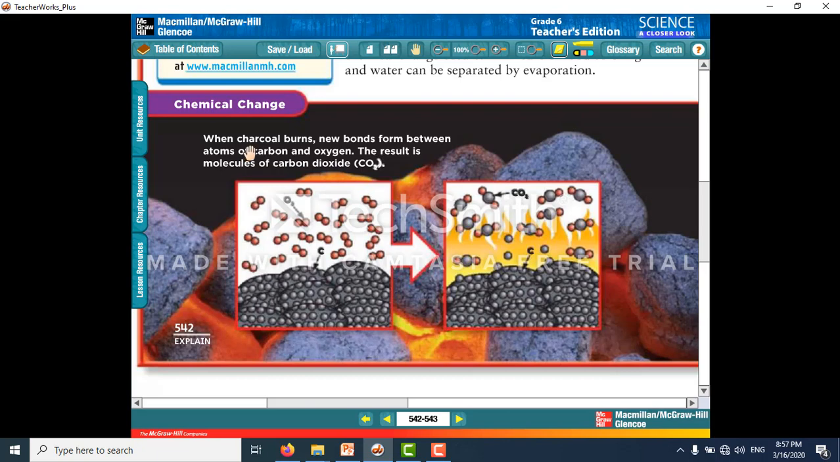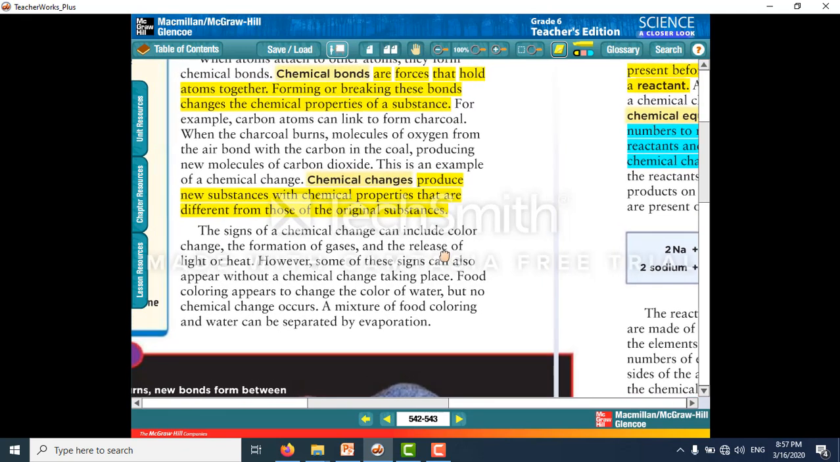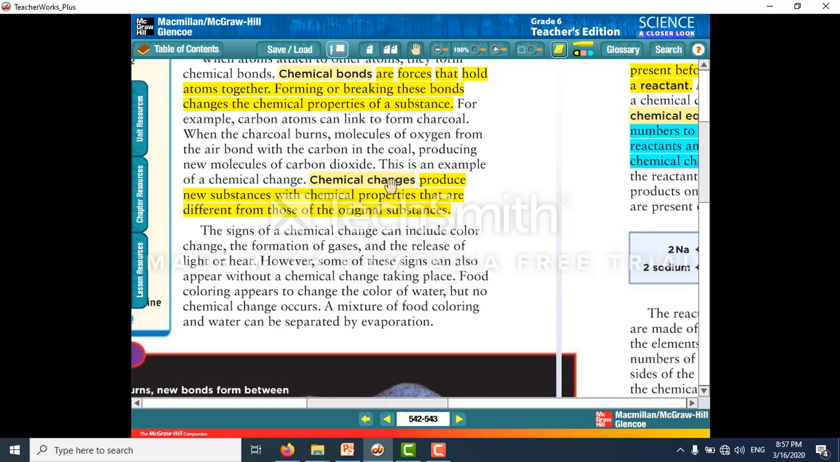So here, when charcoal burns, new bonds form between atoms of carbon and oxygen. The result is molecules of what? Carbon dioxide. Okay, this is called oxygen and the carbon are called reactants, and this is called products. Now we have a new substance, so this is called the chemical change. We said now this is an example of a chemical change. Chemical changes produce new substances with chemical properties that are different from those of the original substances.